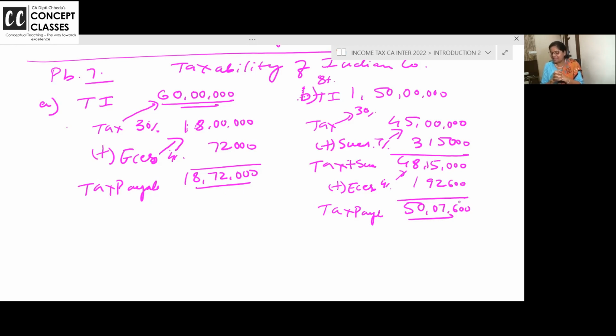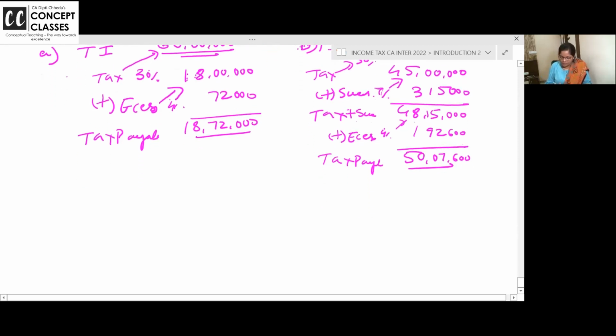Yes. फिर से एक बार. If the total income is 1 crore 50 lakhs, tax is 30%, 45 lakhs. Surcharge is 7% because the income exceeded 1 crore and it is less than 10 crore. So 7%. Tax plus surcharge 48,15,000. Add cess, and tax payable is this.